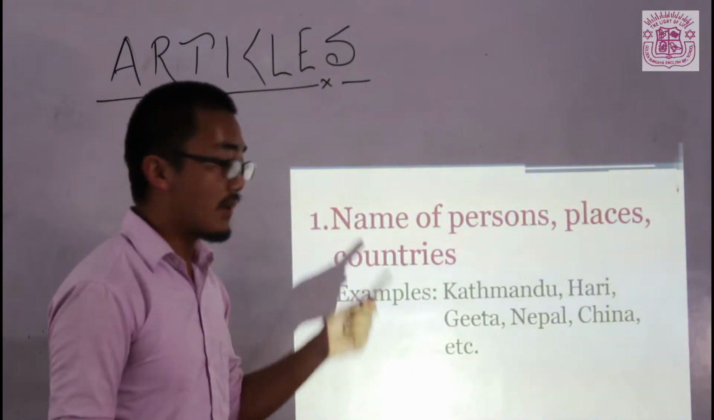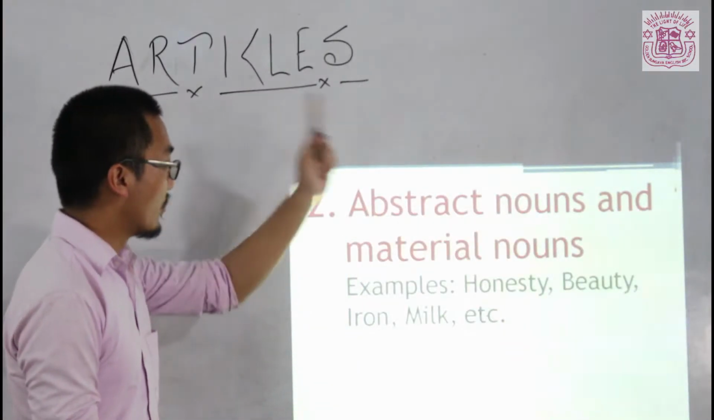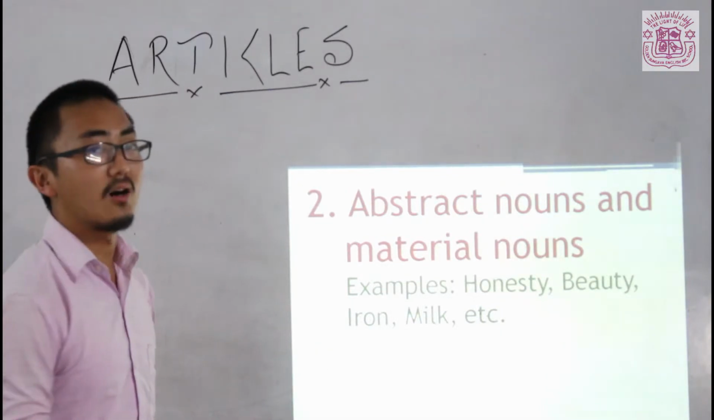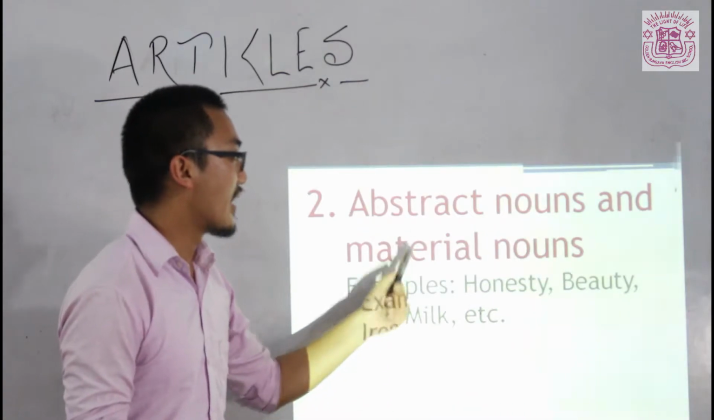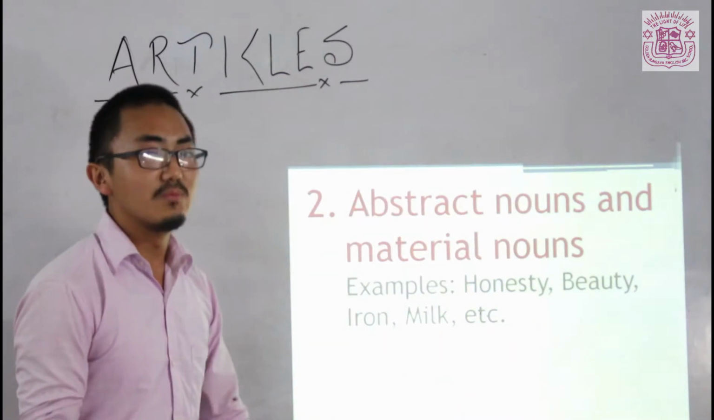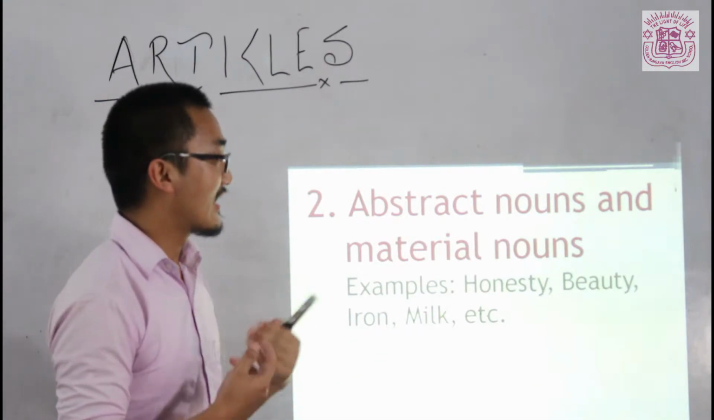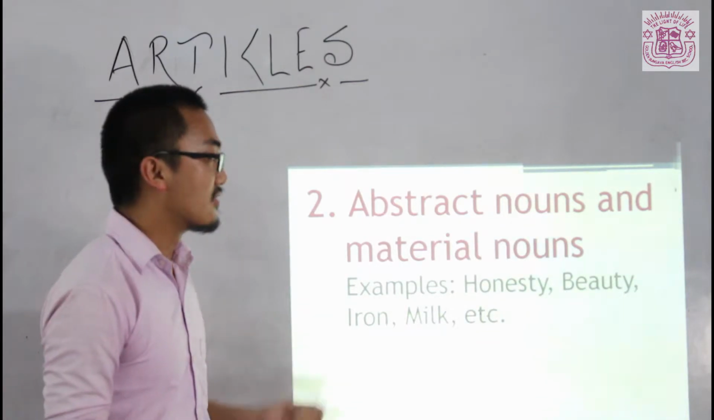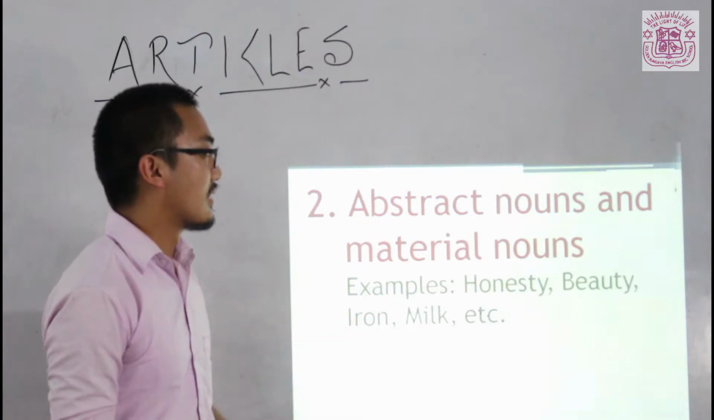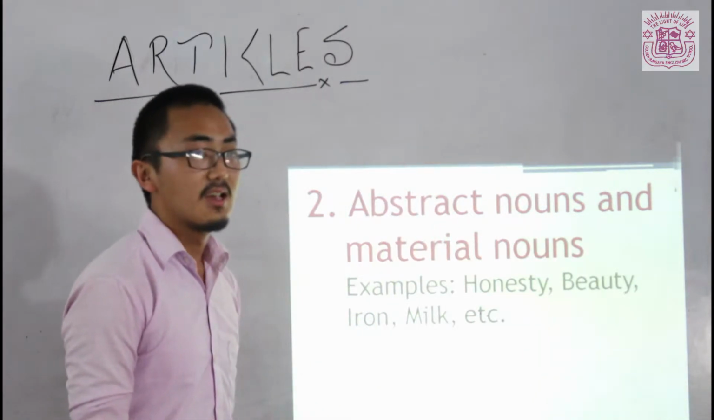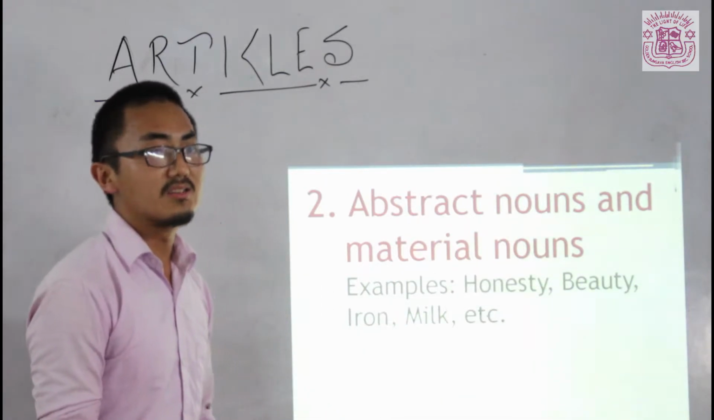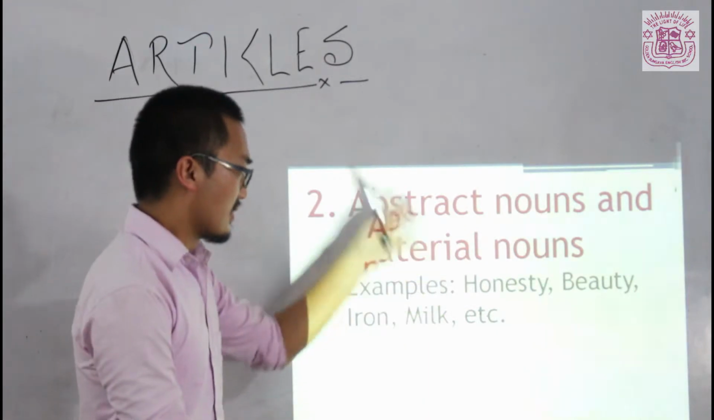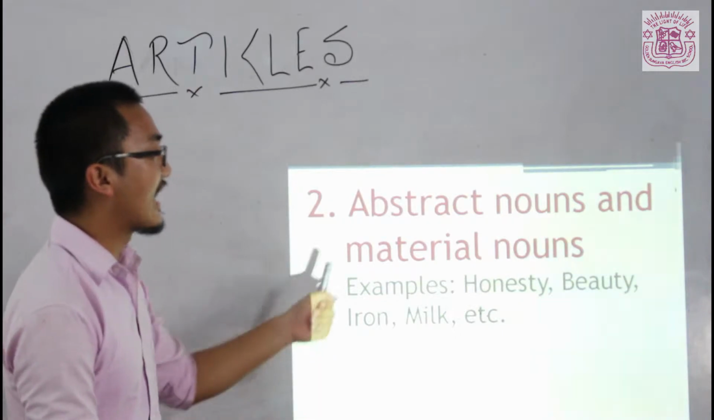Now let's move ahead. You can see here we don't use articles in front of abstract and material nouns too. I think you already know what is meant by abstract noun and material noun. Abstract nouns mean the feelings that human beings or animals have inside, like love, anger, hate. Those are known as abstract nouns. Similarly, a material noun is the name of a material like milk, rice, gold, iron. In front of such words also we don't use any kind of articles.